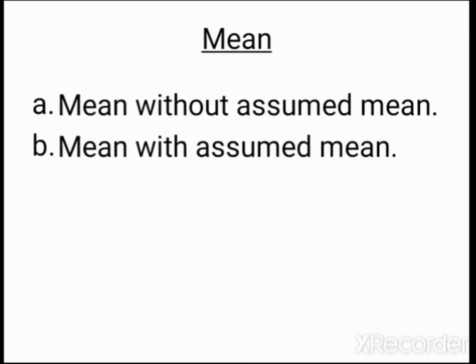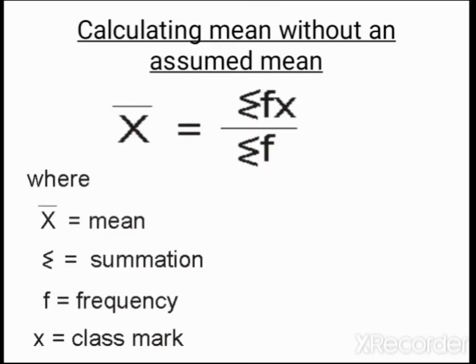So today we'll be looking at how to calculate the mean. There are two ways of calculating mean for grouped data. We have the calculation of the mean using the assumed mean and calculation without an assumed mean. These are the two methods of calculating mean for grouped data.